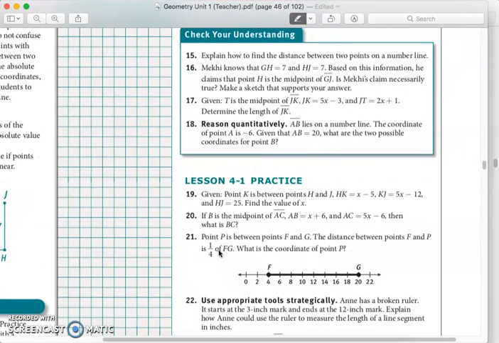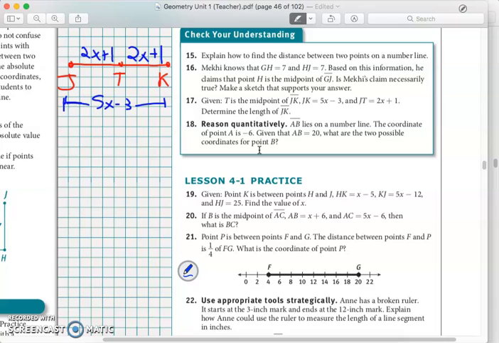All right, so 17, let's actually work this one out. It says that T is the midpoint of JK. So T is the middle of JK, and it tells us JK is 5x minus 3, and JT is 2x plus 1. And it says determine the length of JK. So we've got the whole, we've got the part. We know T is the midpoint, so that means the two parts have to be the same. So now we can say part plus part equals the whole.